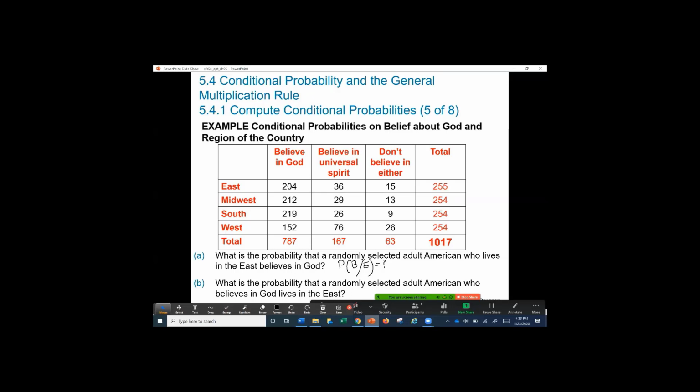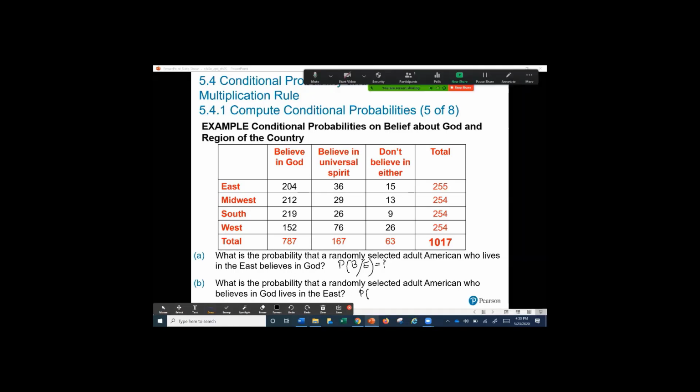That is the condition. Then given this condition, given this new sample space, what is the probability that they live in the East? Then how can we write this question? My condition is who believes in God. Probability that they live in the East. That is my second question. Let's answer these two questions.